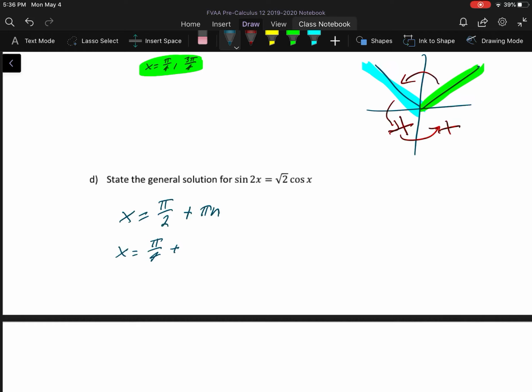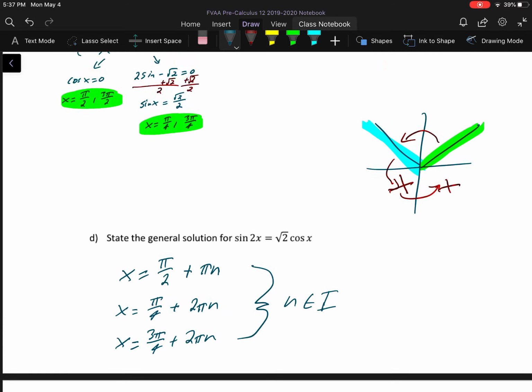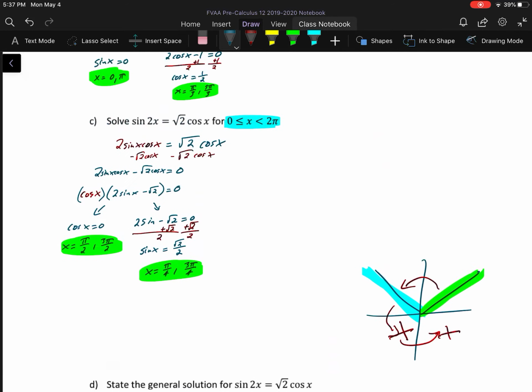So this is going to be 2 pi n, and then 3 pi over 4, also plus 2 pi n. And all of these, of course, we understand are integers. So those would be the general solutions that you would have to have for the previous answers there.